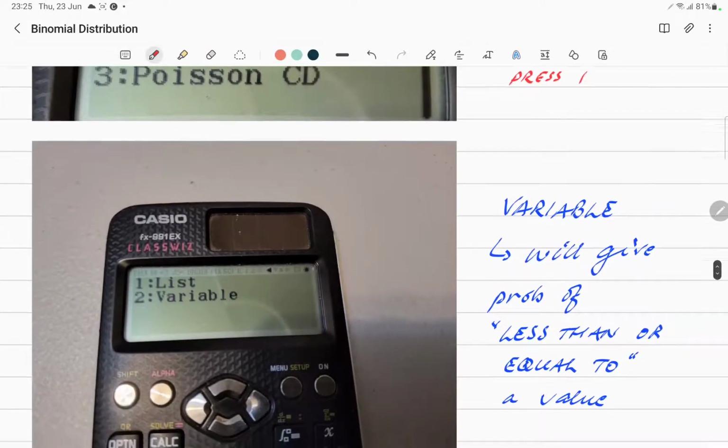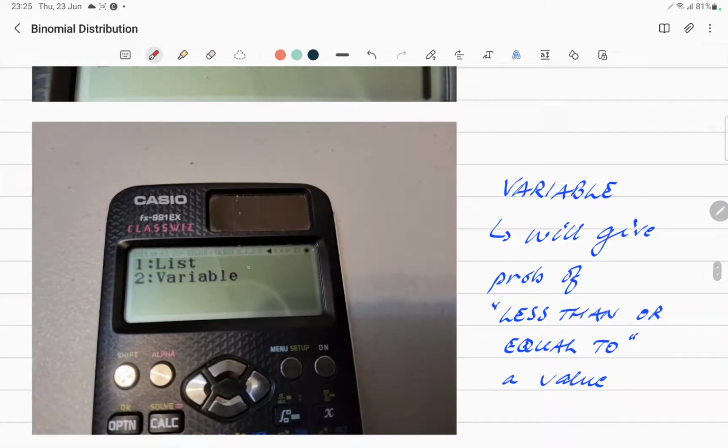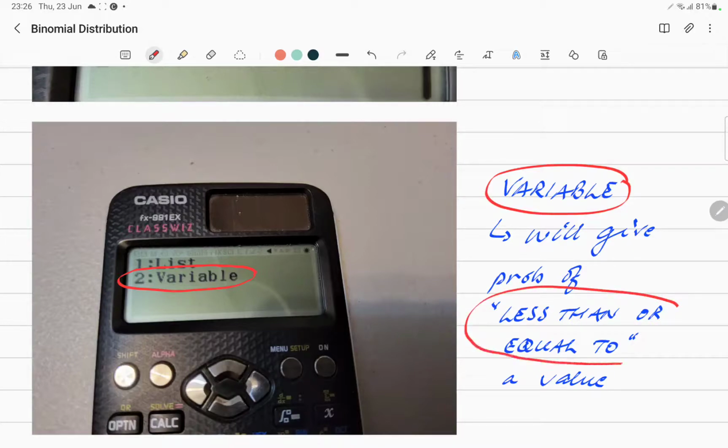Next, it'll ask you, is it a list or a variable? Usually the one that you want is going to be a variable. With a list, you could give it all sorts of different values, like the probability of getting a 1 or a 5 or a 6, something like that. You can put them in individually. The one that you need for your tests, your exams at this stage, is the variable one, all right? So stick to the variable, and that will give the probability of less than or equal to, all right? So it always gives you the lower end of it, so less than or equal to a value that you input.